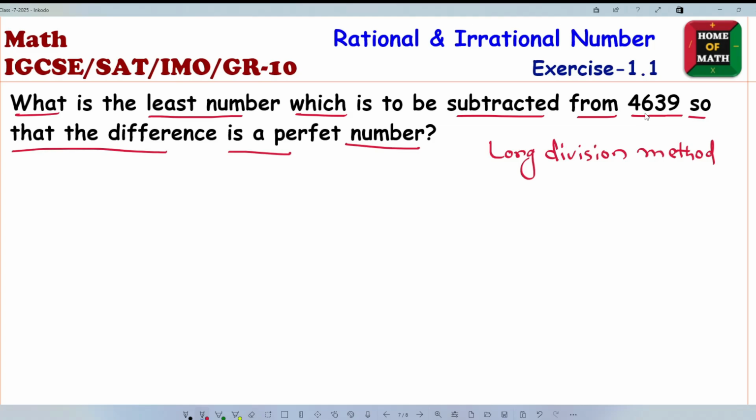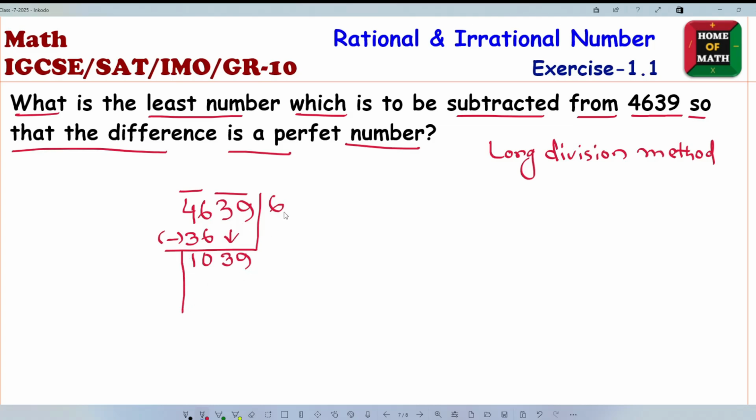Look, here is 4639. If we find out the perfect square, first we have to make pairs, right? Then for this 46, which is the closest perfect square number? We know this is 36, right? So 6, and here is 36. Once we subtract 46 minus 36, it will be 10, and next we bring down the pair 39.